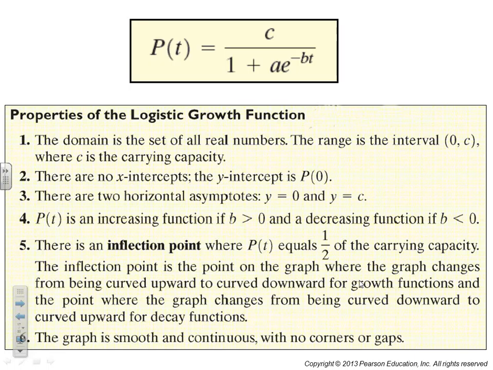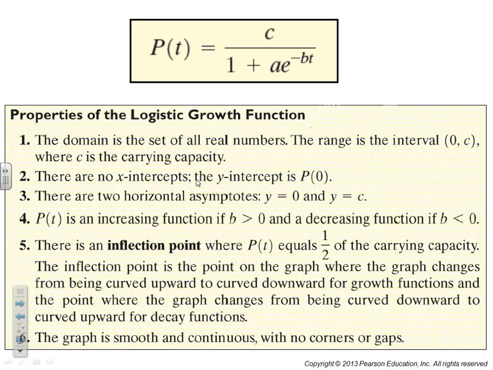The domain is a set of all real numbers. The range is the interval from 0 to c. And notice that neither of these are included because those are actually the asymptotes, where c is the carrying capacity. And I would put a little circle or a highlight on this because this is the first time c has been defined as a carrying capacity.